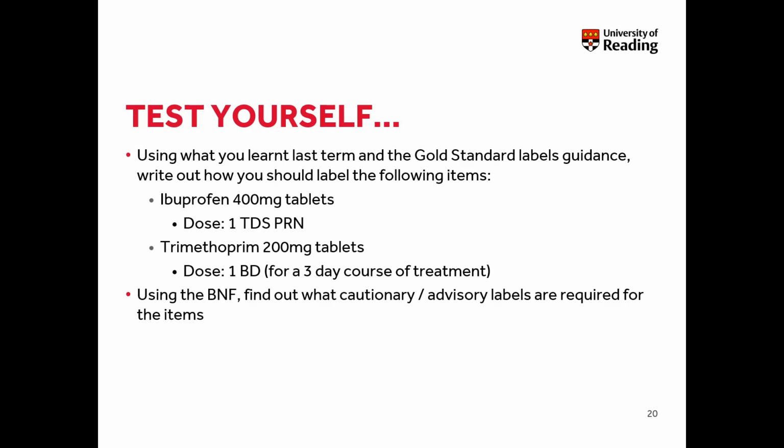Now that you've listened to that, I want you to have a think about what you would put on a label for these two products: ibuprofen tablets and trimethoprim tablets. You've got the abbreviations there, so try and remember what they mean from last term, PRN, BD, and then write down how you would label this. Use your BNFs. On this occasion, you can use your paper or online, but try and get used to the paper BNF, and you'll find the cautionary labels in there as well.